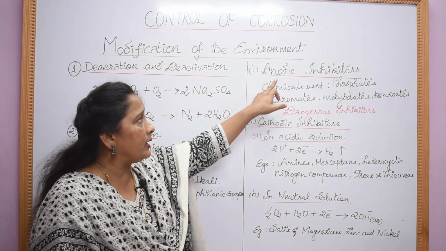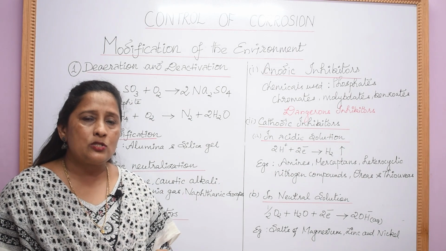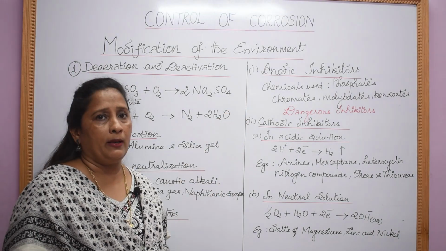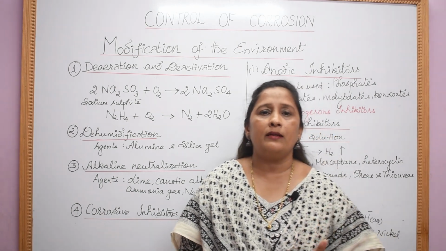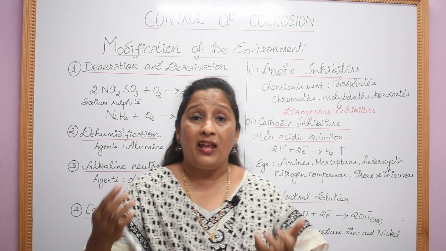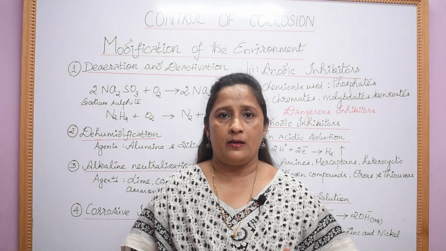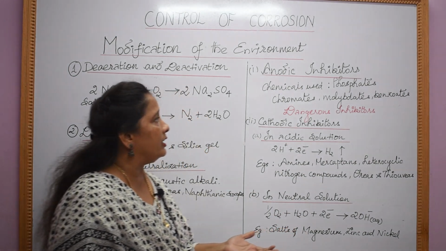One is anodic inhibitor and the other one is cathodic inhibitors. So let us know what anodic inhibitors are. Anodic inhibitors are nothing but chemical substances which, when added to the corrosive environment, reduce the anodic area. So what are the chemical substances which act as anodic inhibitors?